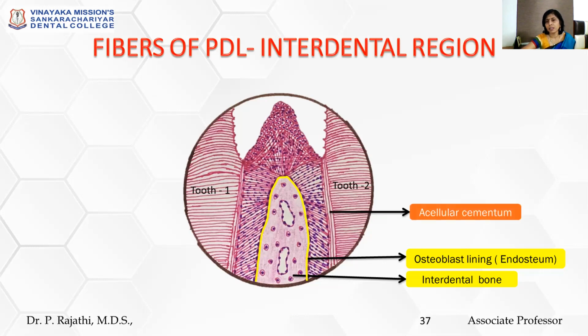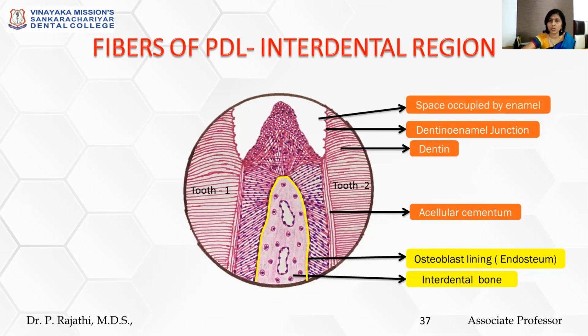In tooth 2, I have marked the acellular cementum, which can be seen in both teeth. The dentino-enamel junction can be appreciated. Note here, you cannot see enamel. It is a clear space, and then you can see the dentinal tubules here. This is the space occupied by the enamel. So this is one tooth, right?